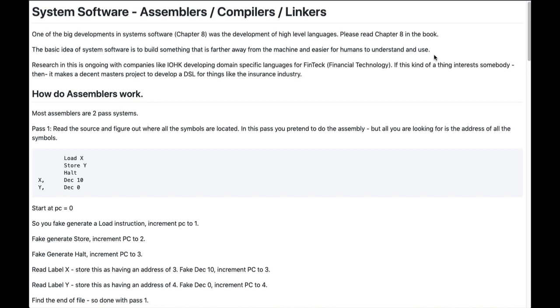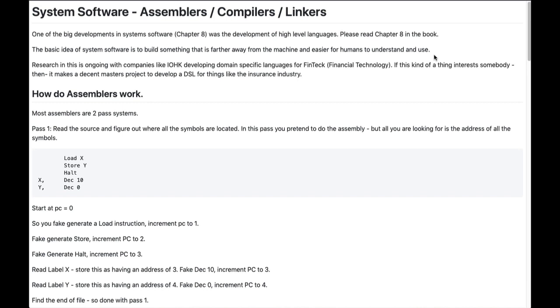Lots of research in this area is ongoing. Companies like IOHK, which is now a Wyoming company, are developing domain-specific languages like Marlowe for financial technology. If this is something that interests somebody, and you go on to a master's, building a domain-specific language is actually a decent research project. So we're going to take a little bit of a look at some things along those lines.